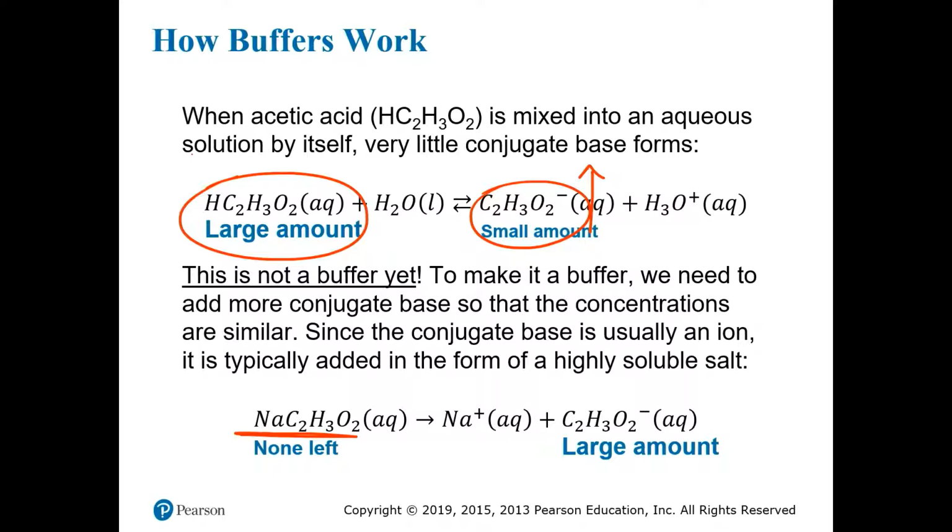We want to use a salt that's highly soluble, and so the conjugate base ion is generally combined with one of the first group metals, like sodium, potassium, or lithium, and this forms a salt which completely dissociates in solution. So we can add enough sodium acetate to the solution to produce a bunch of the acetate ions that we need. We'll also be introducing some sodium ions, but those don't affect the pH or anything else.